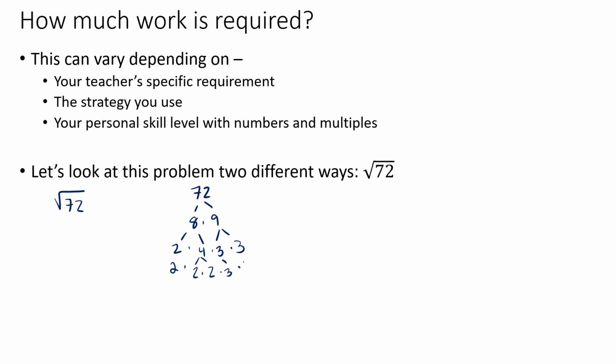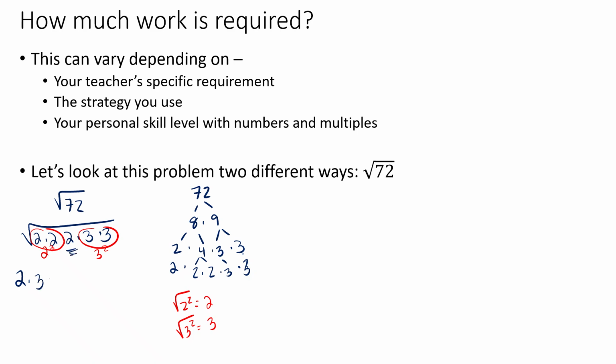Okay. And so the prime factorization there is 2 times 2 times 2 times 3 times 3. And it's a square root, so we're going to look for things that are squared. Well, I see a 2 squared and I see a 3 squared right there. The square root of 2 squared is just a 2. The square root of 3 squared is just a 3. And so we will have a 2 with no square root over it. We're going to have a 3 with no square root over it.